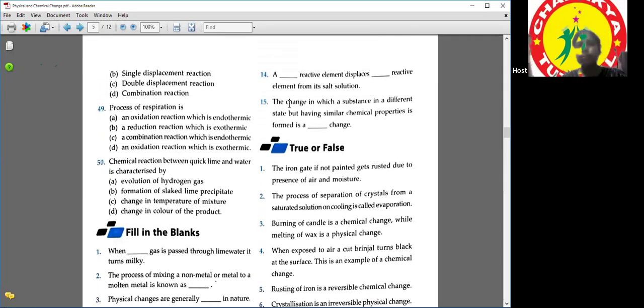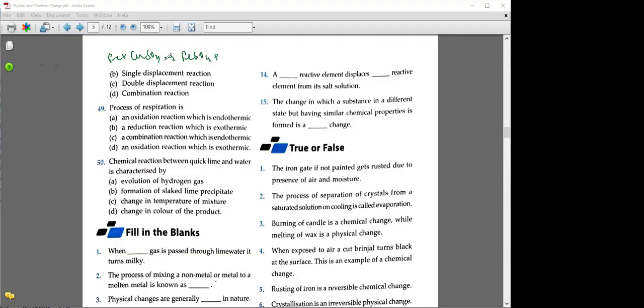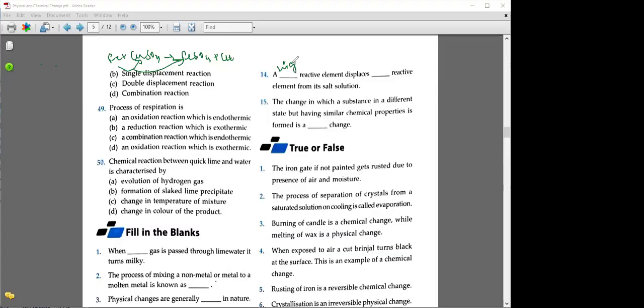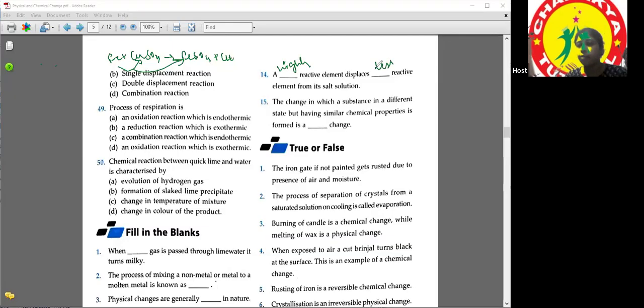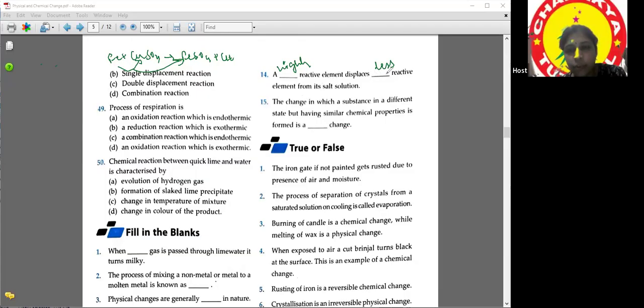Questions 14 and 15 also, do it quickly. A dash reactive element displaces dash reactive element from its salt solution. You remember this equation? Here in the product iron takes the place of copper and gives us iron sulfate because iron is highly reactive. Now, a highly reactive element displaces a less reactive element. What is this type of equation known as? Displacement.